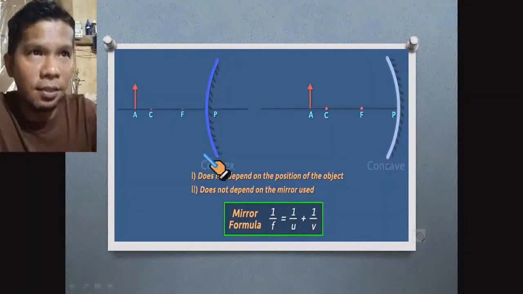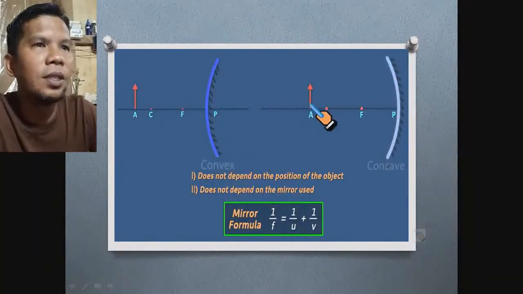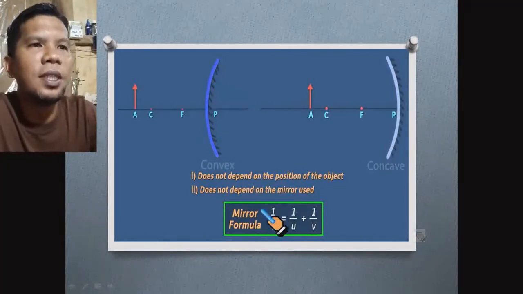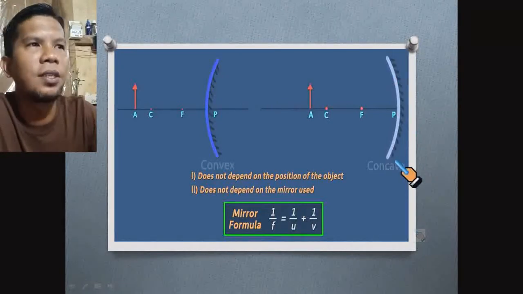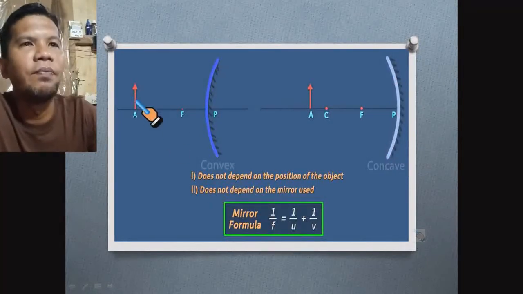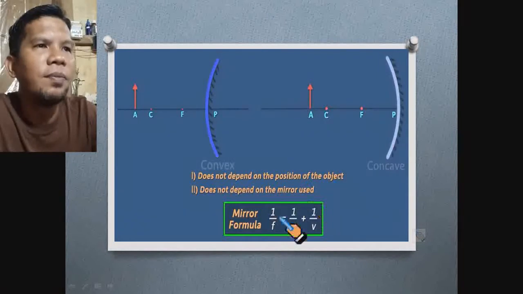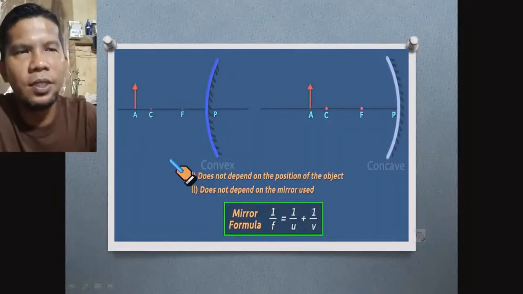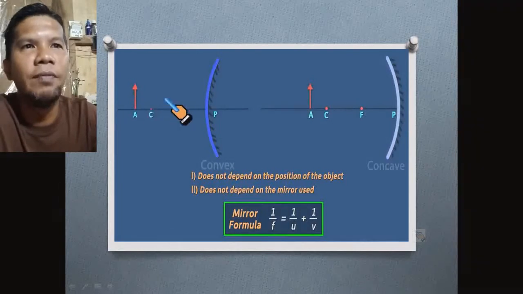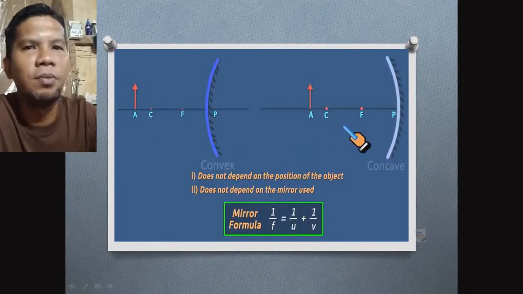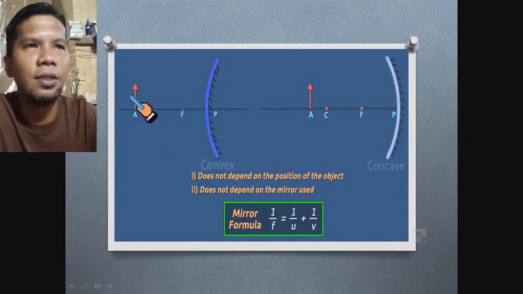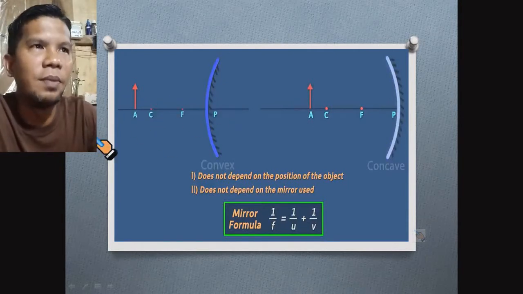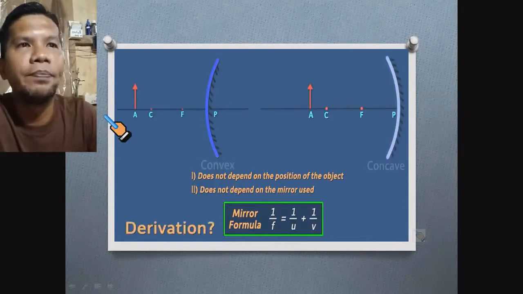Now, in this case, we have two different curved mirrors. We have the convex and we have the concave. This means that the mirror formula, or the mirror equation, will not change whether it's convex or concave. It's still the same. It does not depend on the position of the object. The mirror equation will not change even if you change the position of the object. Kahit saan mo siya ilagay, okay lang, as long as it's in front of the mirror, walang problema.